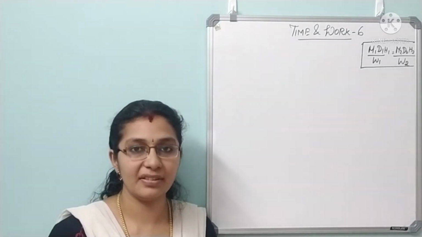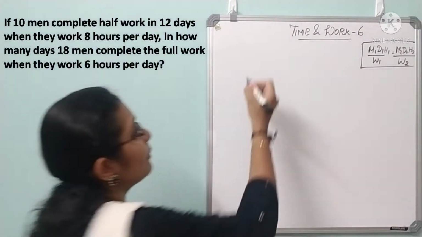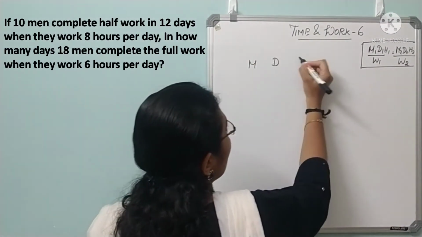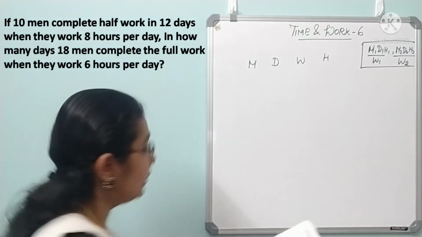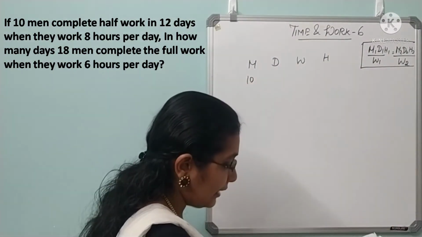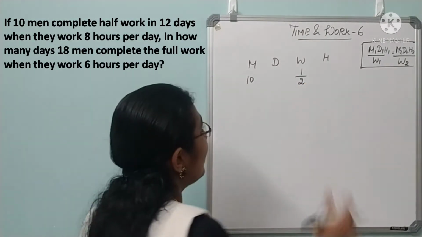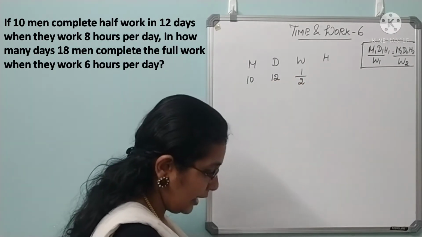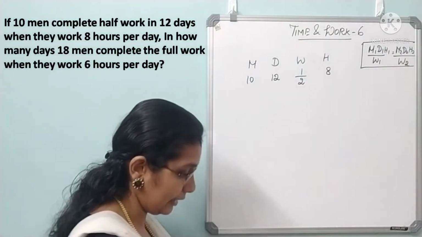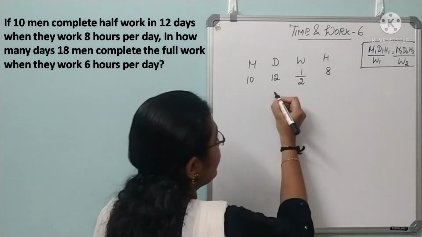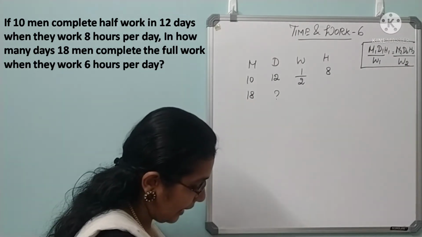You try to solve it by yourself. It is quite similar to the previous one. We will discuss it. First write men, days, work and hours, if hours is mentioned. So 10 men can complete half work in 12 days when they work 8 hours per day. Here hours is mentioned, so I have written 8 here. In how many days can 18 men complete the full work?